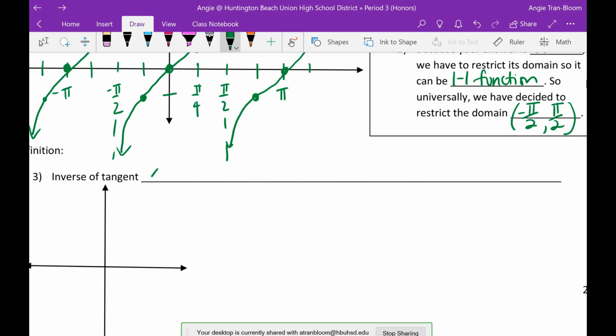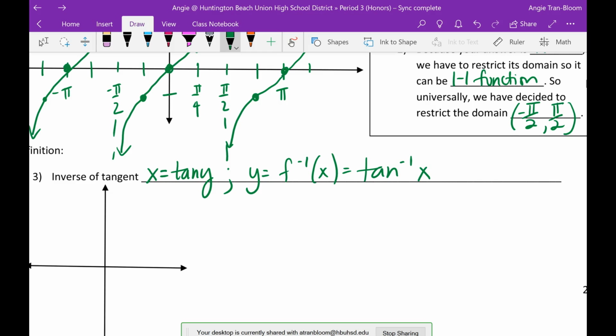Inverse of tangent. Just like the other 2 functions, we are just going to switch x for y and y for x. Then we solve for y, which now becomes an inverse. So now we're going to have tangent inverse of x. These 2 are exactly the same, just written differently. So domain, range, and connect that to quadrants.